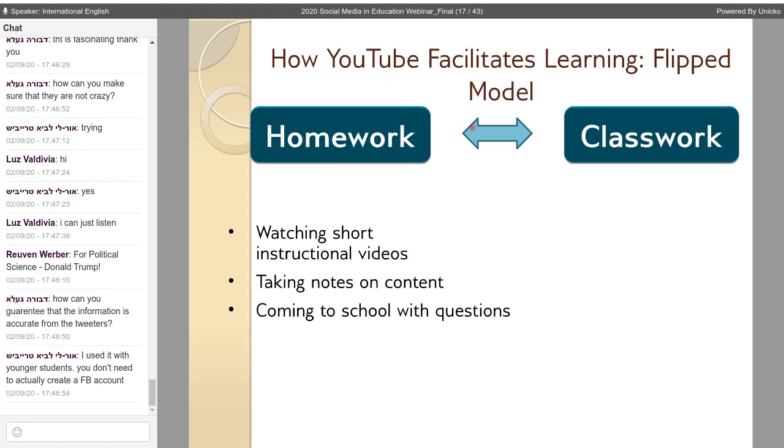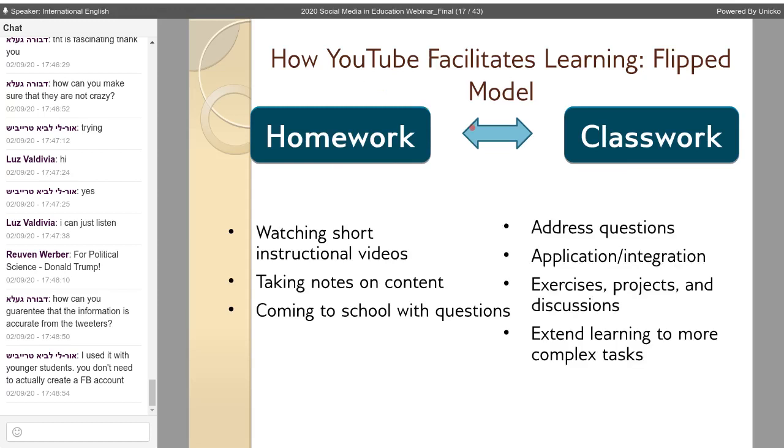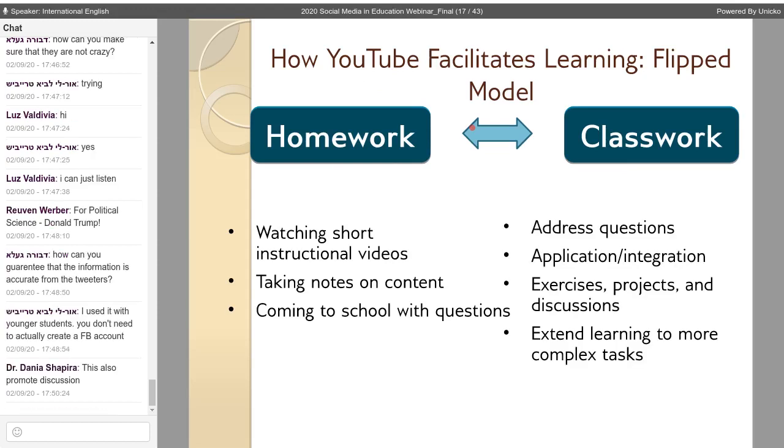What is the focus of classwork, right? The purpose of the face-to-face sessions is to address questions and to extend learning to more complex tasks. All right.